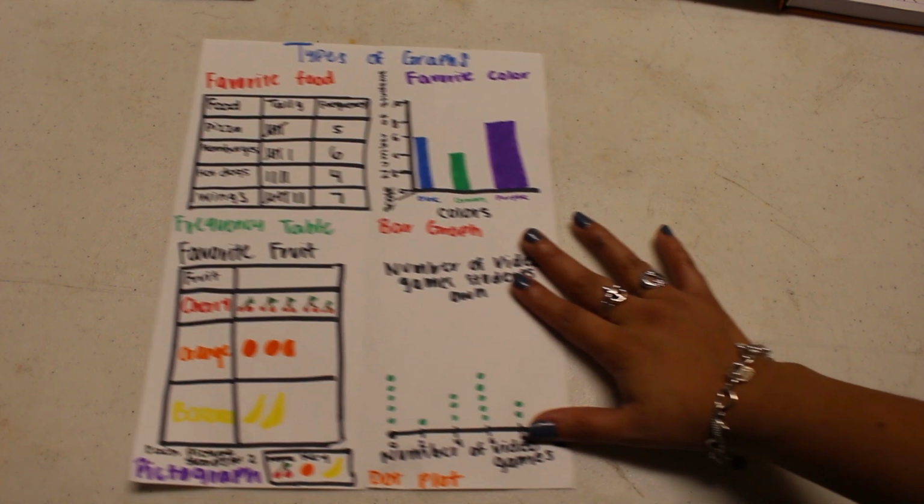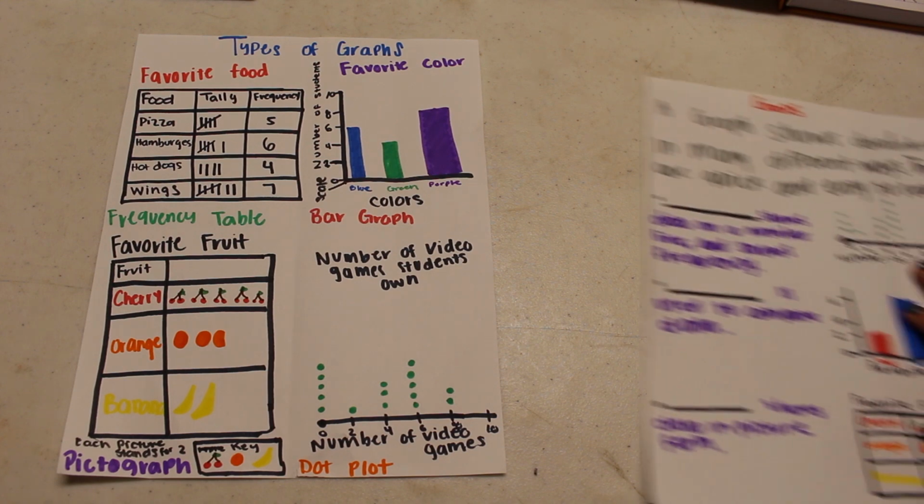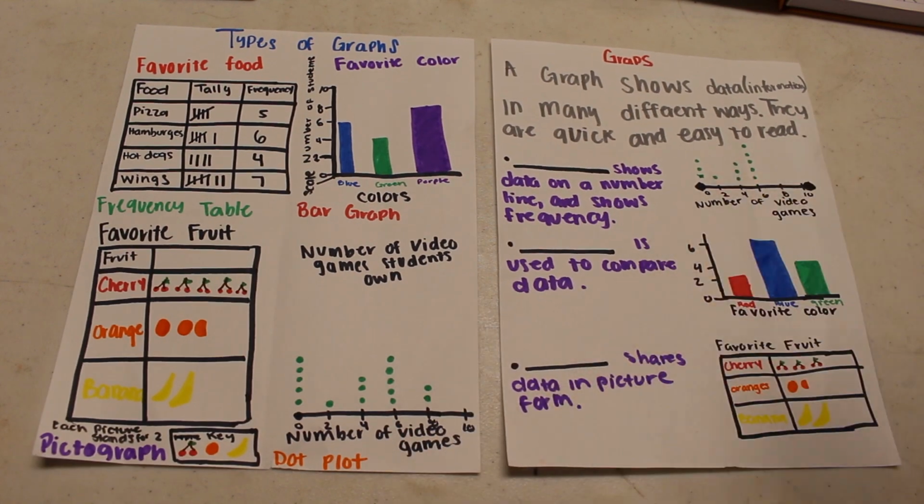This is one of the anchor charts that we will be using in our lesson plan, and it will be used for them to take notes in their math notebook. The next anchor chart that we will be using is this one. Here we are dealing more with vocabulary. We have graphs. A graph shows data, information in many different ways. They are quick and easy to read. As you can tell, some of this information is missing.